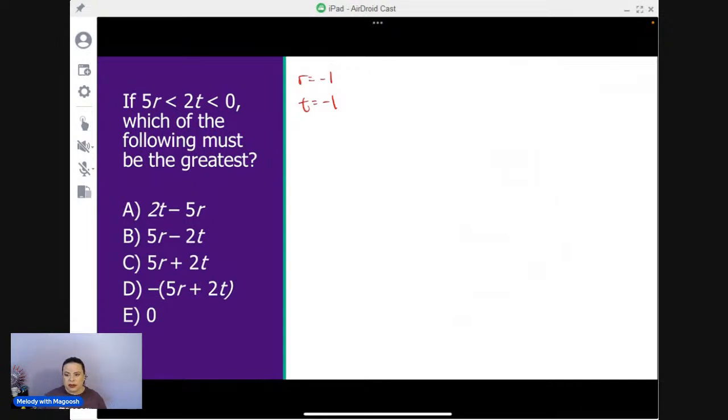I'm actually going to give you about 30 seconds to try this problem out on your own before I reveal the answer. See how far you can get in eliminating answer choices for about 30 seconds.